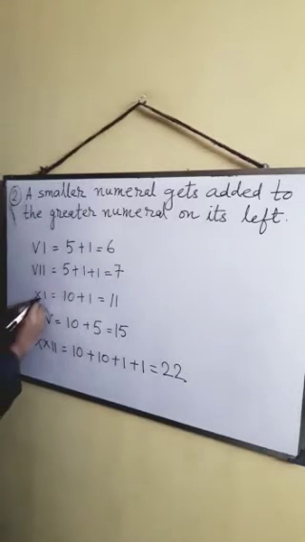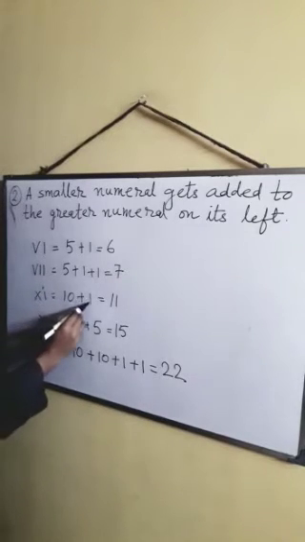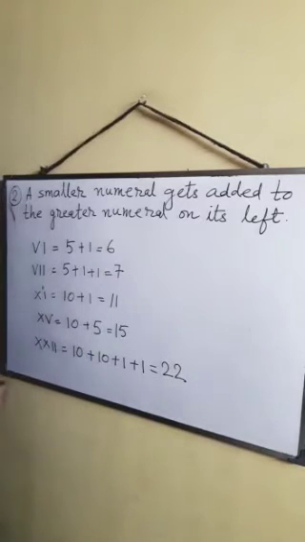Okay? Here the smaller number is this one, and on its left side is the bigger number X. So it will get added. 10 plus 1 is equal to 11. Again here this is 10, this is 5. So this is the smaller number, and the bigger number is on its left. So again these two will get added. 10 plus 5 equals 15.